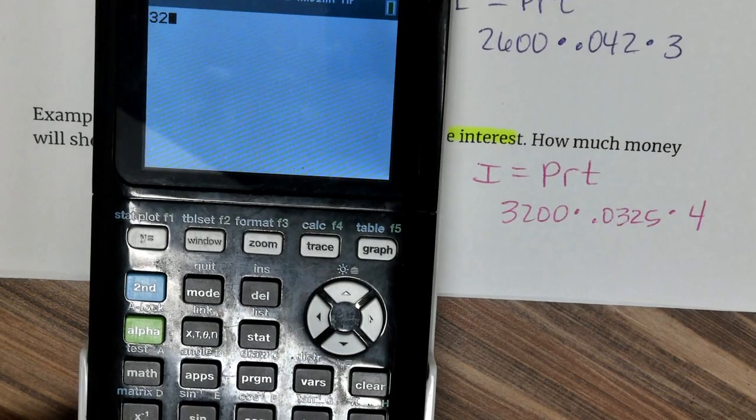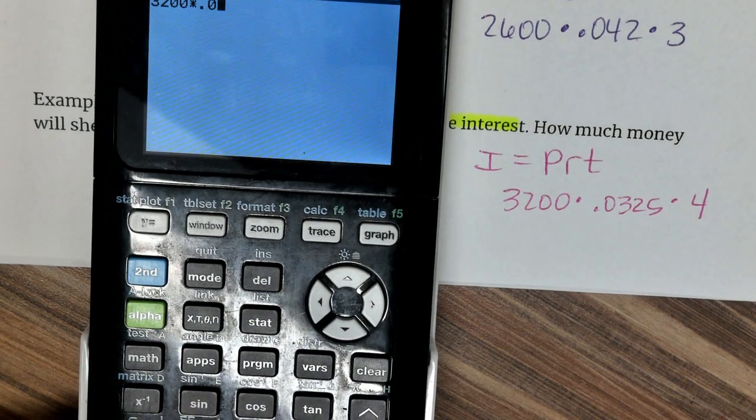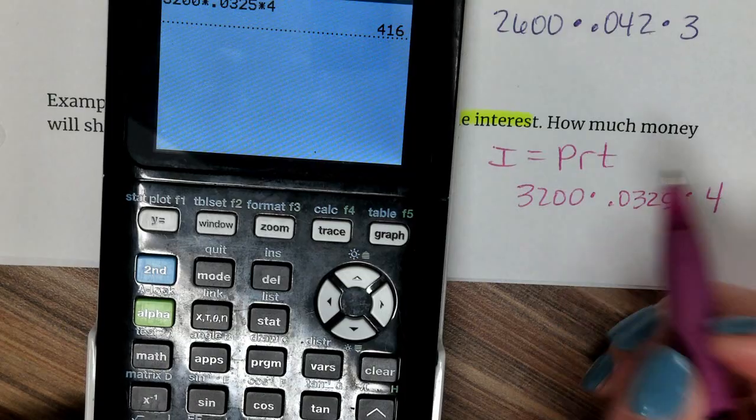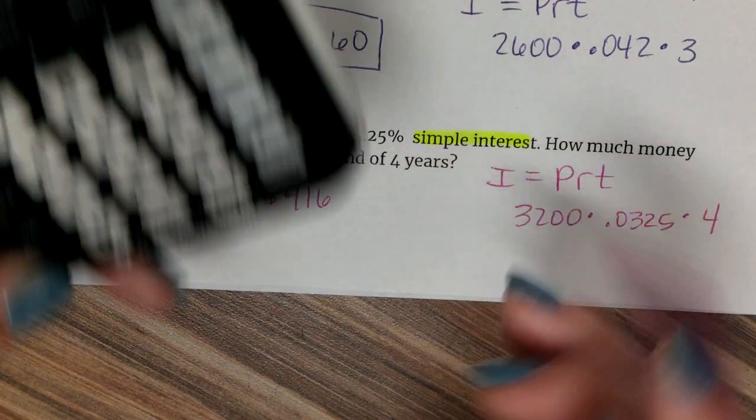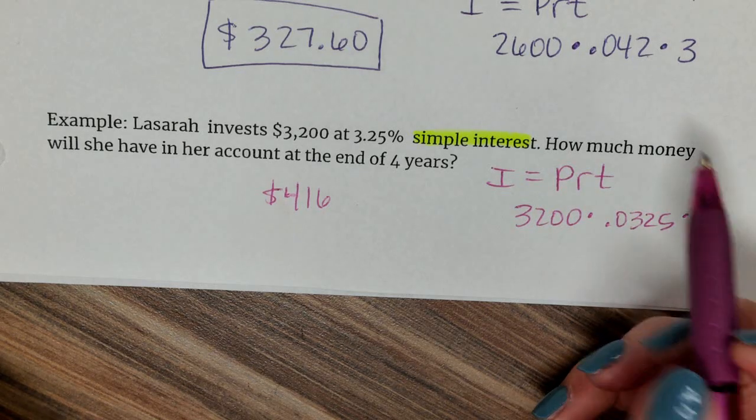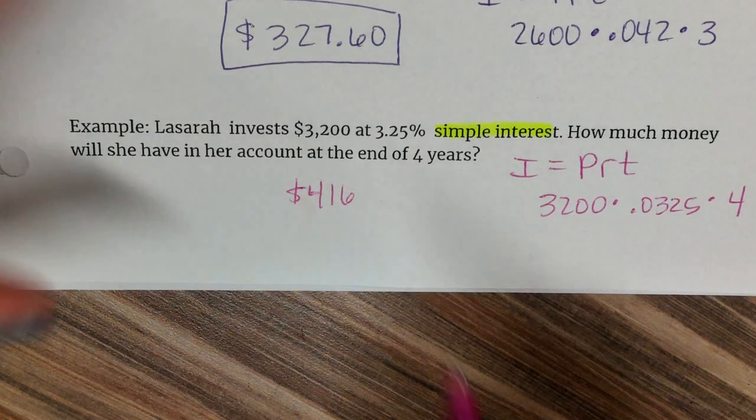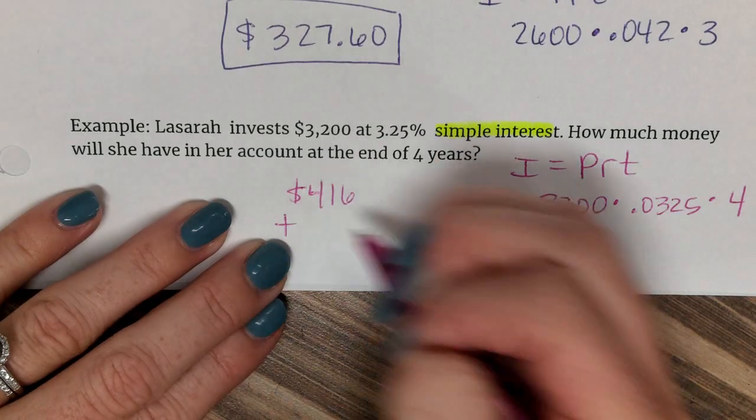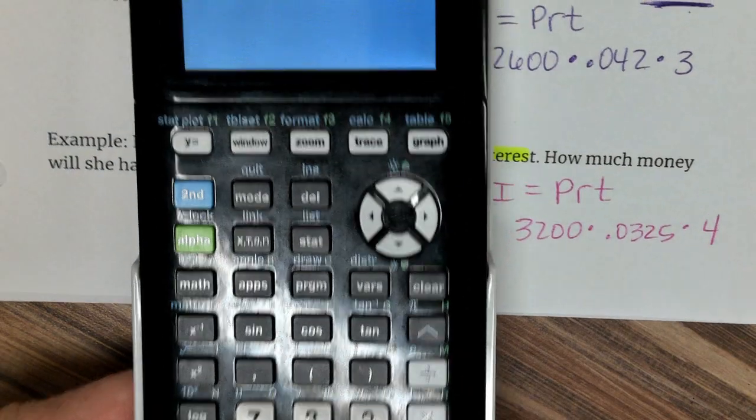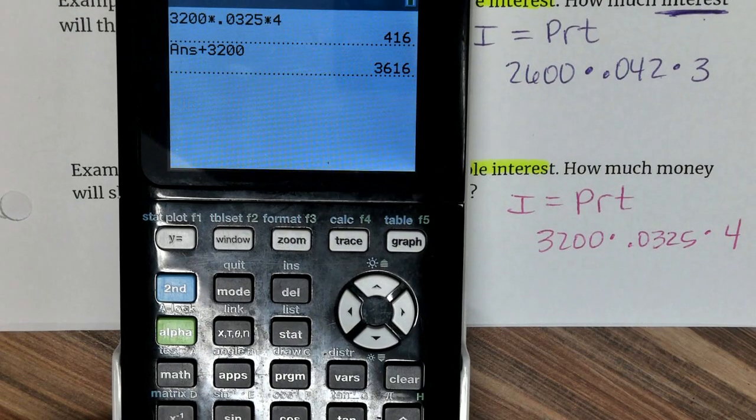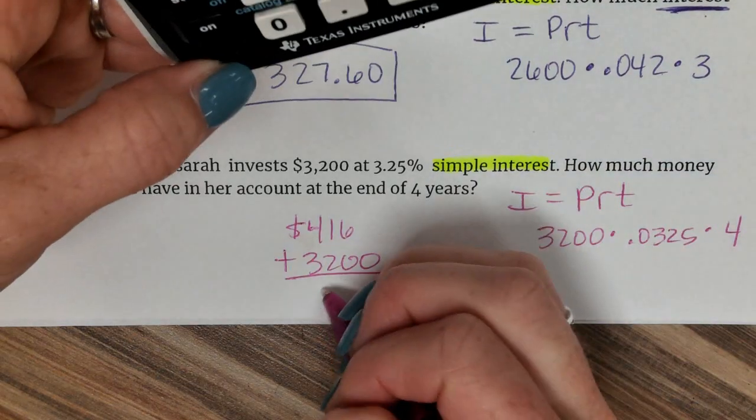This is not going to give me the final answer. So she's going to make $416 in interest. But it asks for her account balance. So what am I going to do? Add $3,200 back in. And that is $3,616.